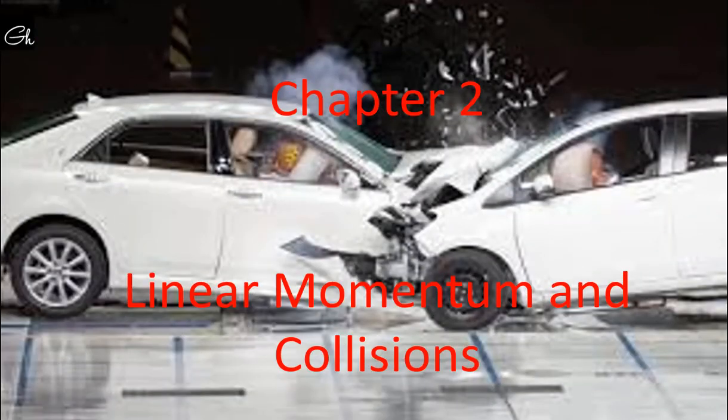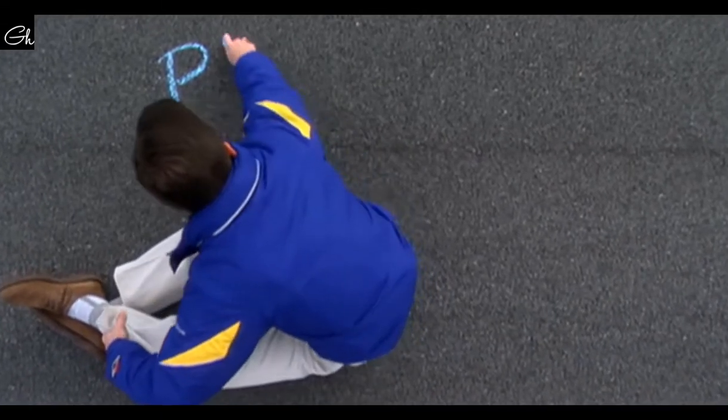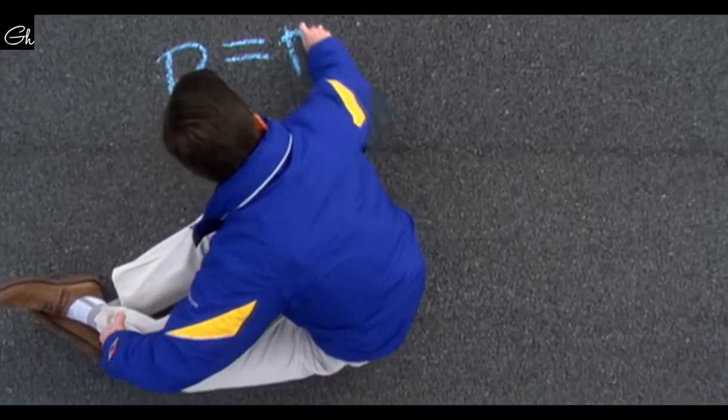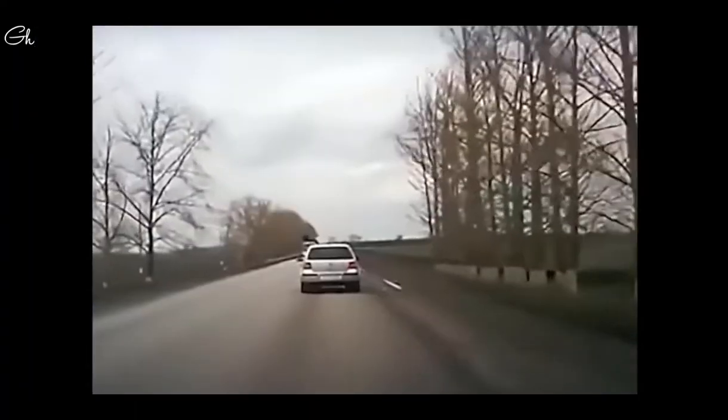Hi there, in this chapter we will try to study collisions. We'll take some particular cases, so let's start. P is for momentum, I don't know why they use P, they just do. P equals m v, where m is for mass and v is for velocity.